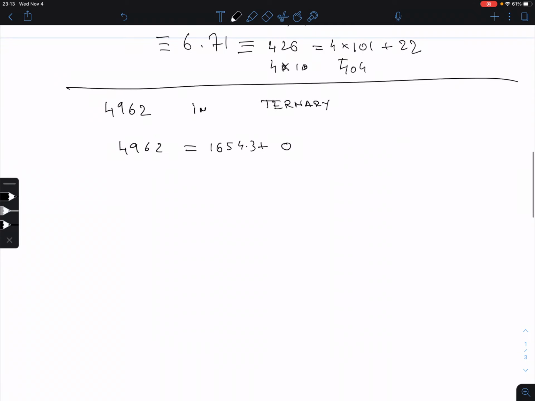What does that mean? Well, that means that the last digit will be 0. So what do you do now? Which number do you take? 0? No, of course not. You take this number now. Be very careful, right? 1654. And now you're going to divide this by 3.